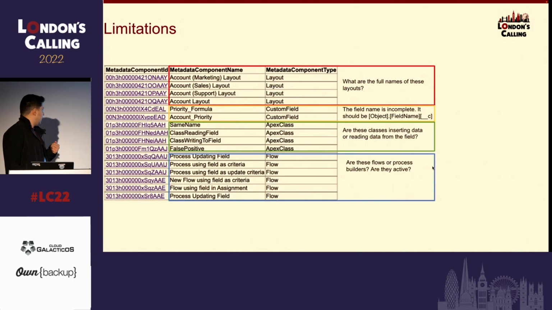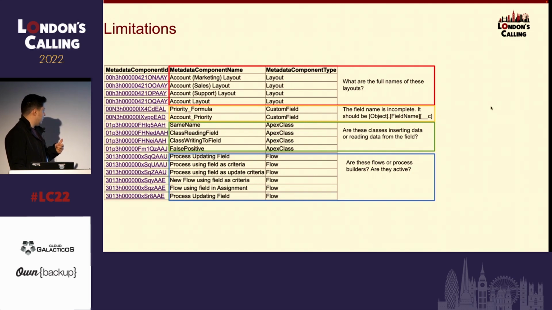Now, some of the limitations. If we go back to the results that I showed you earlier, there's a lot of problems if you try to use this information to build a metadata-aware product, right? So if you're trying to build something that you can then create, like, a package XML from, and you can retrieve the metadata or anything along those lines, there's a lot of problems.